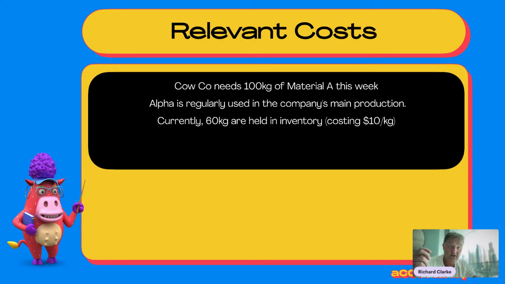I can ignore the $10 per kilo. That's in the past. The current market price, so the replacement cost, is $12 per kilo. So what is the relevant cost of me using this 100 kilos? Hopefully, you can see it's 100 kilos times 12. I can forget that it's in stock because it's regularly used. I'm going to have to replace that stock at $12 per kilo.